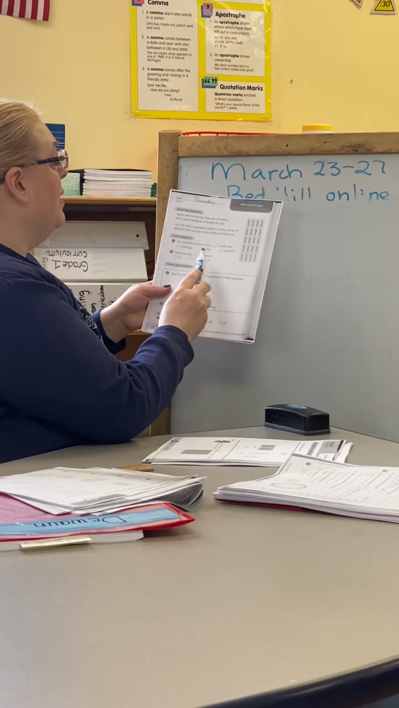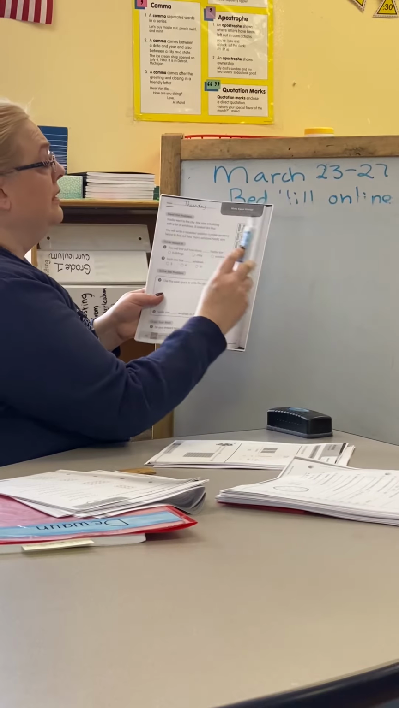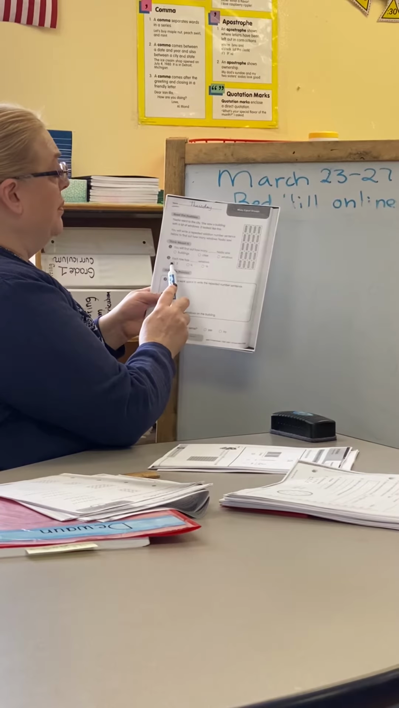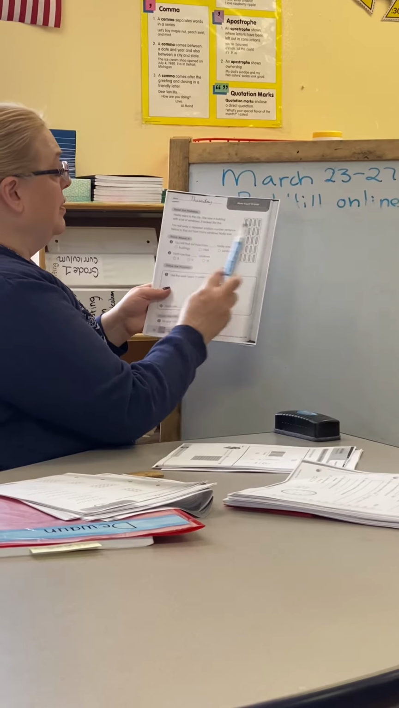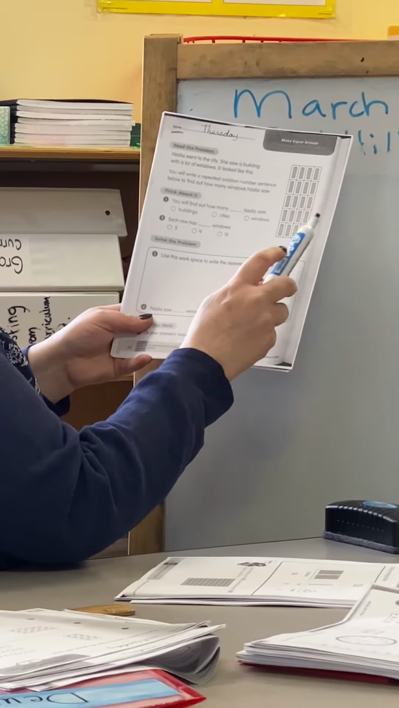And each row has how many windows? Well, we know rows go across. So we count across 1, 2, 3, 4. So it wouldn't be 5 or 16. We know it would be the middle answer. So use the space to write the repeated addition.